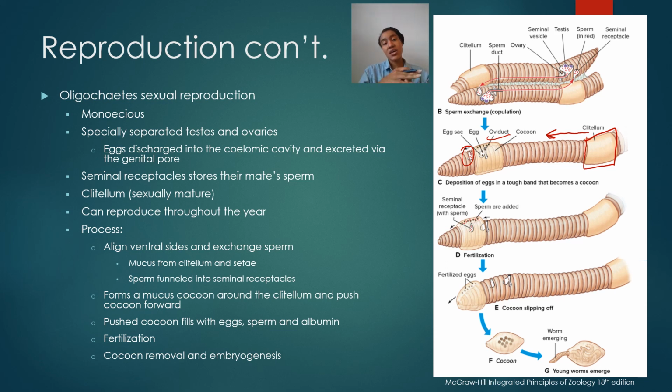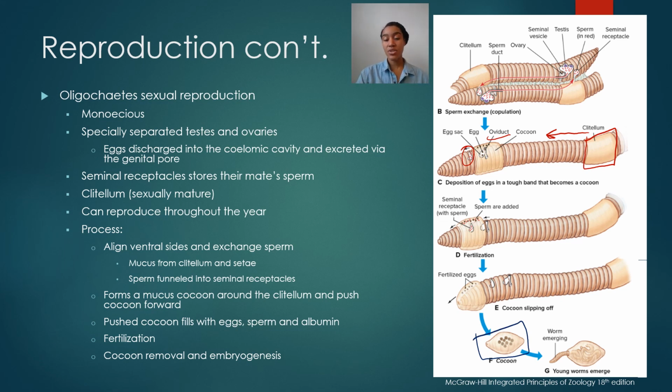And as the mucus is continuing to move down the organism, the eggs and the sperm will be mixed together to allow for fertilization to occur. Eventually, the mucus will reach the very end of the organism and be pushed off. As it's being removed, the ends of the cocoon are pinched off, or closed. So you get this nice lemon-shaped ball of mucus, essentially, that looks like this. And it's full of fertilized eggs.